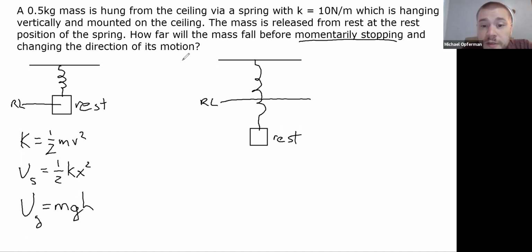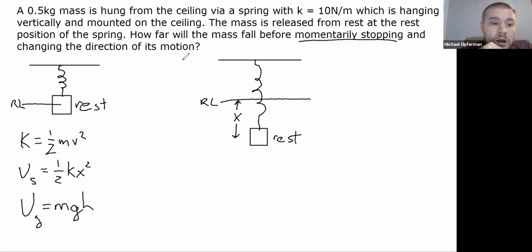Anyway, the other thing we need is to define a variable here. Let's call it x, which is going to be the distance between the rest length and the final length of the spring. All right. So now we've got a picture in our mind and on paper of the initial and final states. The next thing is to start writing down the energies in the initial state and in the final state.